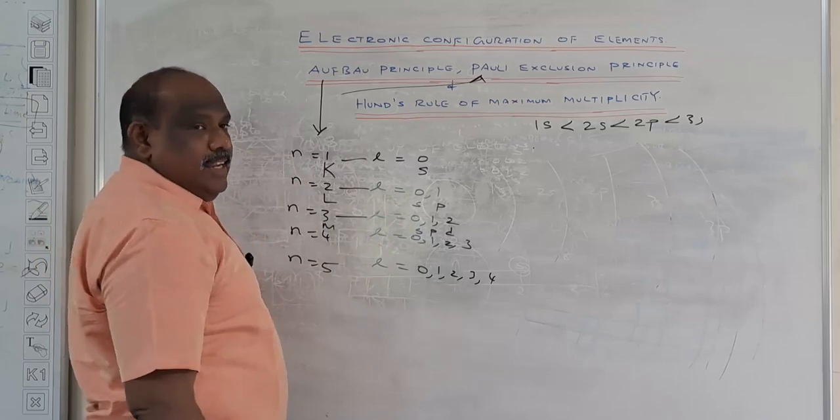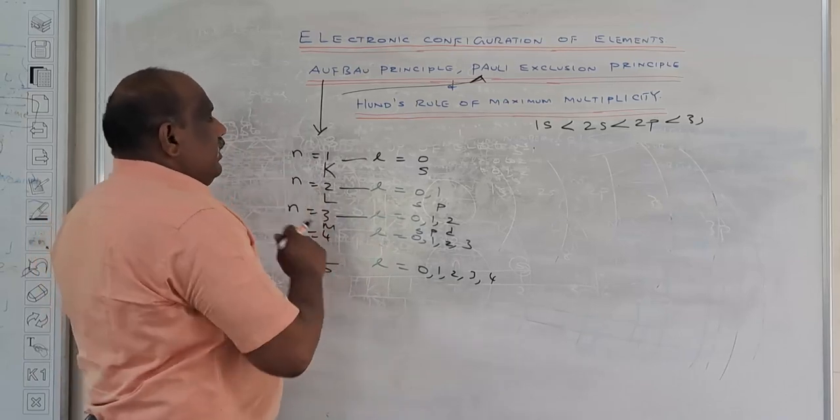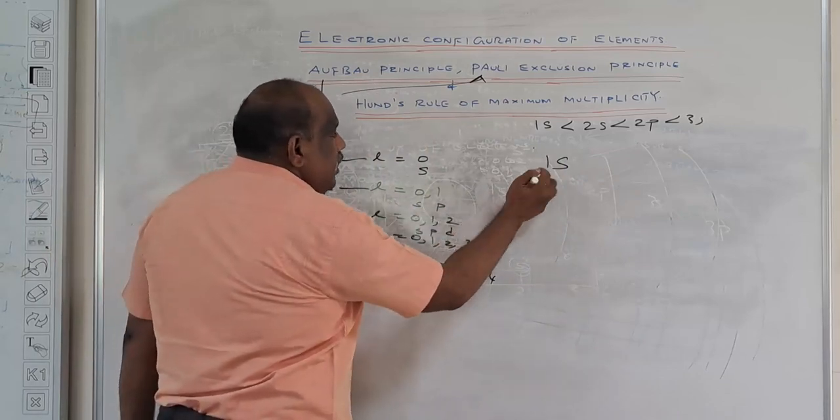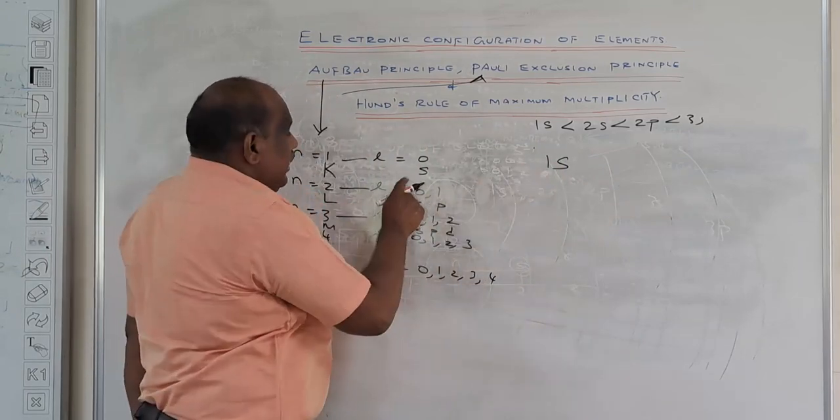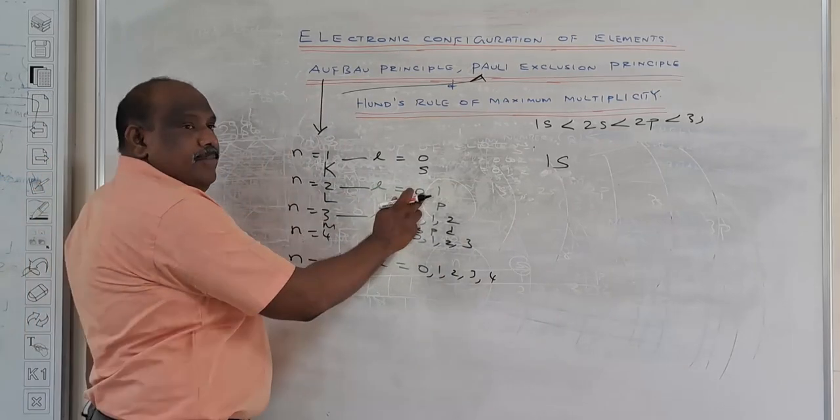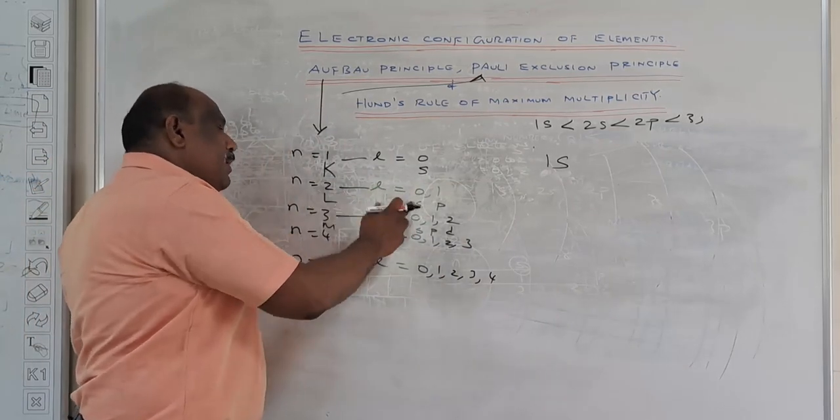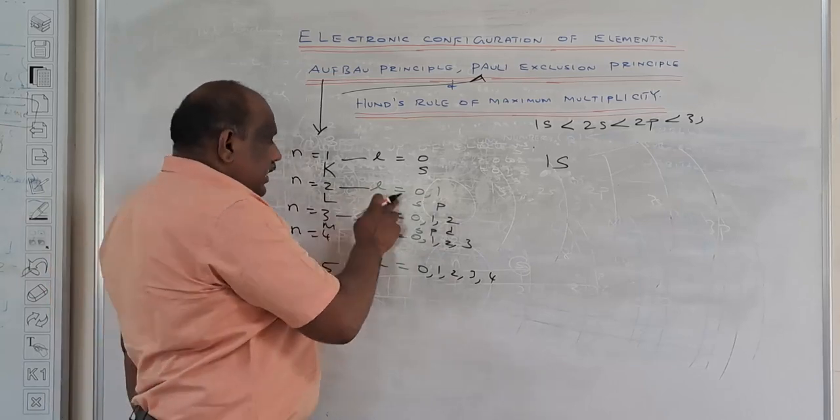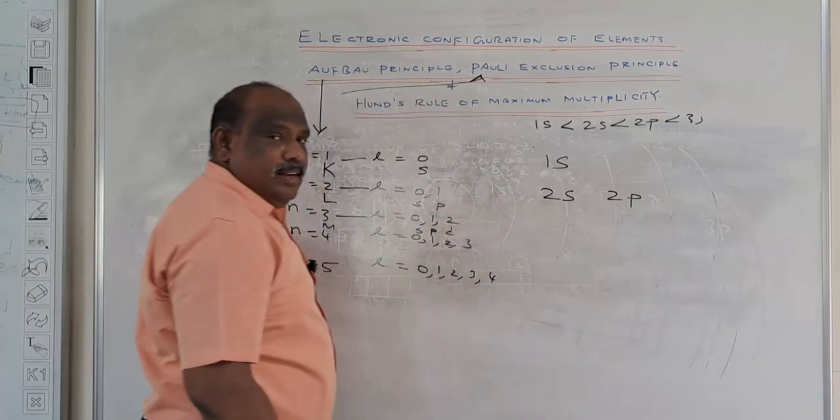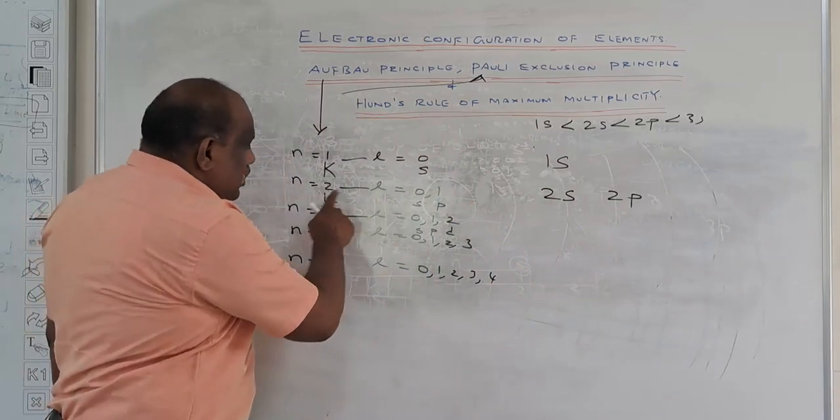Now we can see, for 1, I will write 1s only. Why am I writing 1s only? 1 is my principal quantum number, and s is my azimuthal quantum number. Coming to the second one, I have 2, but both s and p. So it is 2s, 2p. Got it? Why have I written 2s as well as 2p?